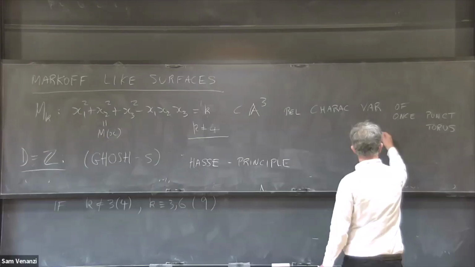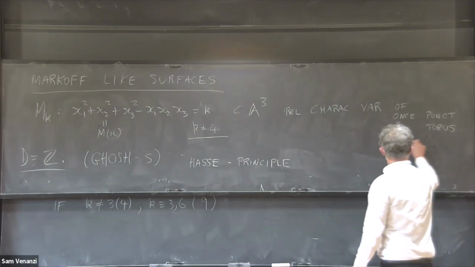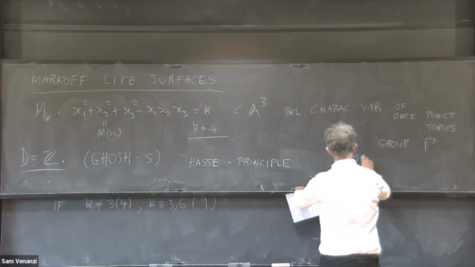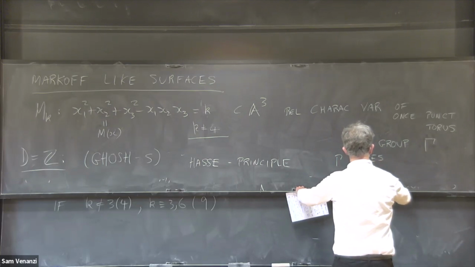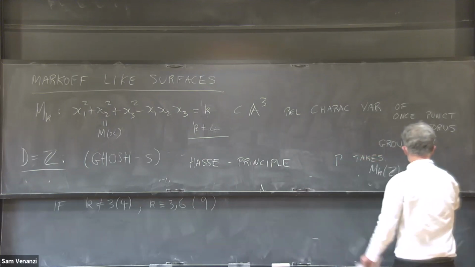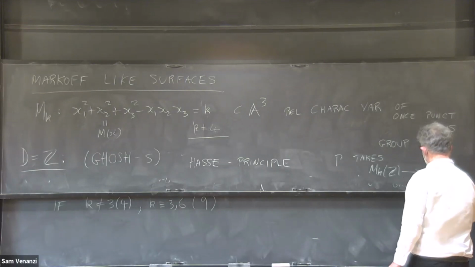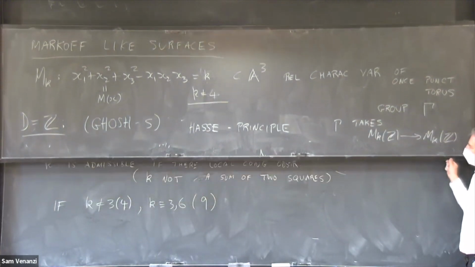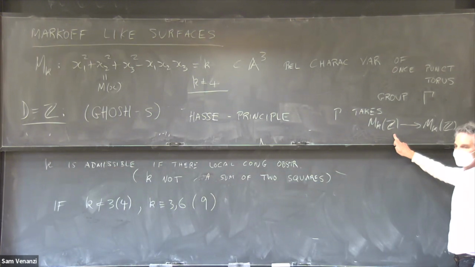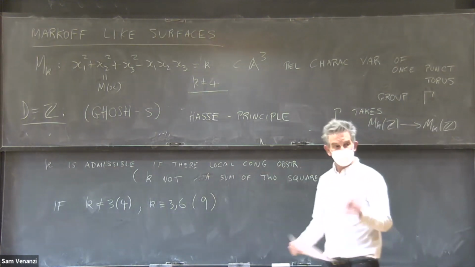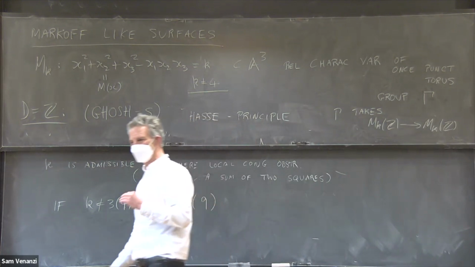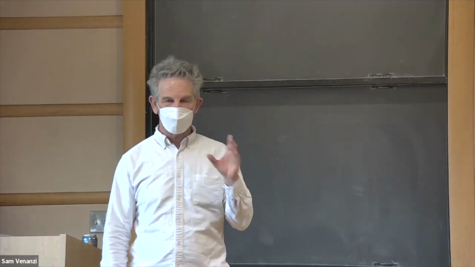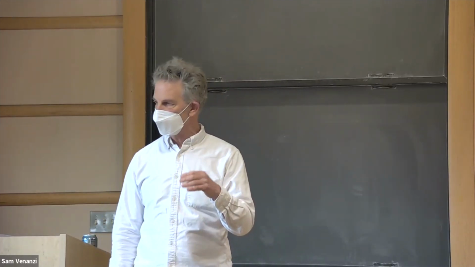I'll call this group gamma. Acts on M_K, and gamma takes M_K(Z) to M_K(Z). So this has two big advantages. If I have a point, I will probably have many points, but I don't know whether I have a point. That's always the issue. It's like on an elliptic curve. You first got to find a point, and then you can start to add. So if I have a point, I'll probably have many points. Will I have infinitely many points?